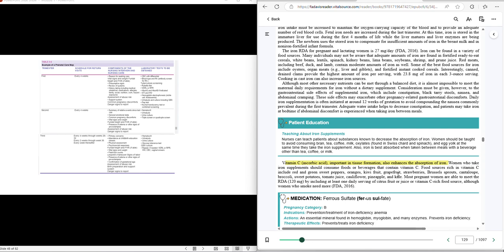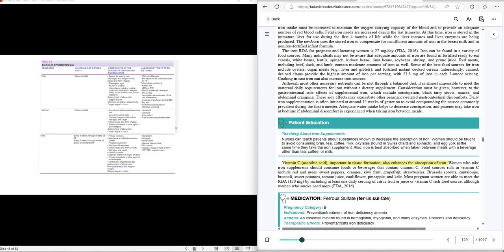We usually, if their hemoglobin is greater than 10, we may hold the iron because they won't really need it. It won't absorb, as it's really just not necessary. If it's less than 10, then we always give it.